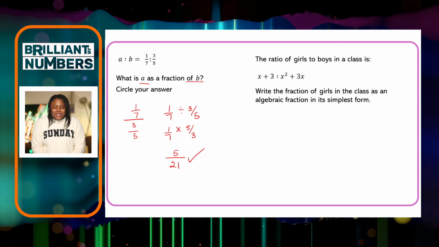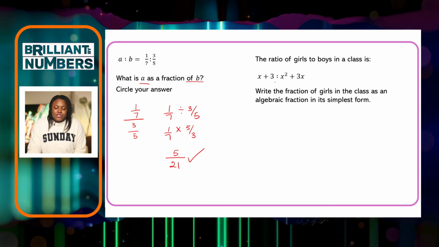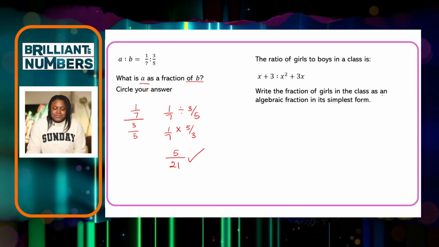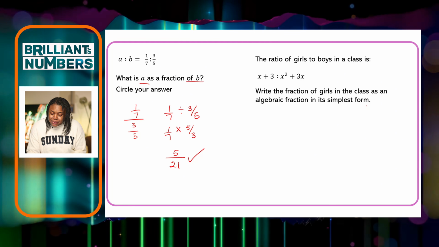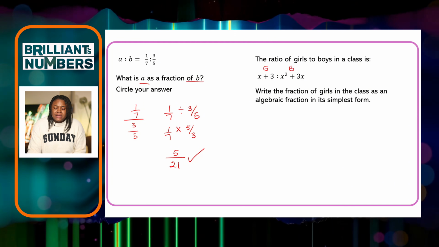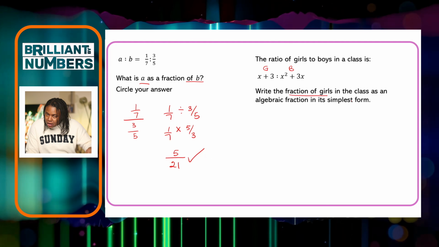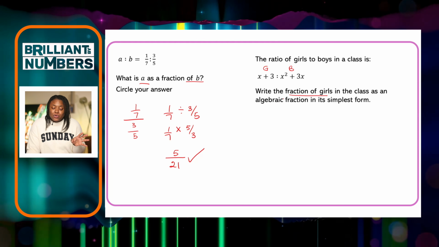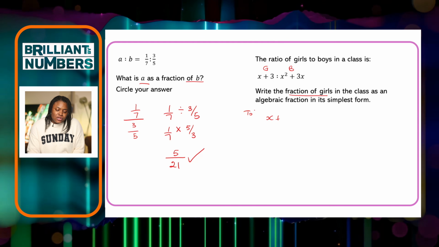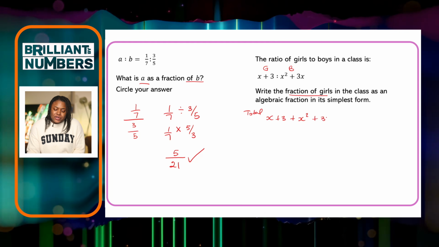Yes, it's that simple. It is that simple. So now we're told in the next question, the ratio of girls to boys in a class is x plus 3 to x squared plus 3x. Write the fraction of girls in the class as an algebraic fraction in its simplest form. So girls to boys, so girls is this part of the ratio and boys is this part. So remember, it asks us to write the fraction of girls in the class. So we need the total. So remember, just like ordinary, if we had numbers, we would add the ratio parts together. So it's x plus 3. Let's write total is x plus 3 plus x squared plus 3x.